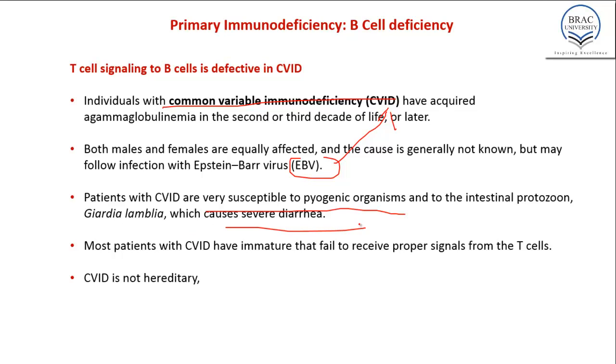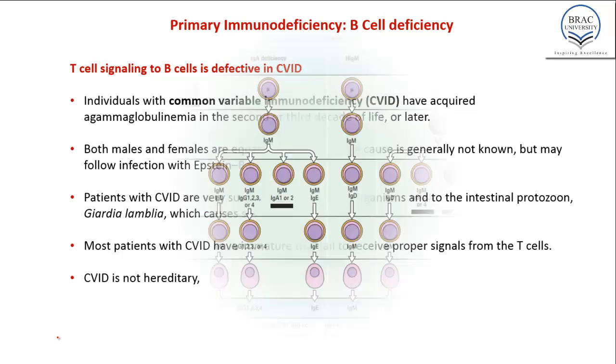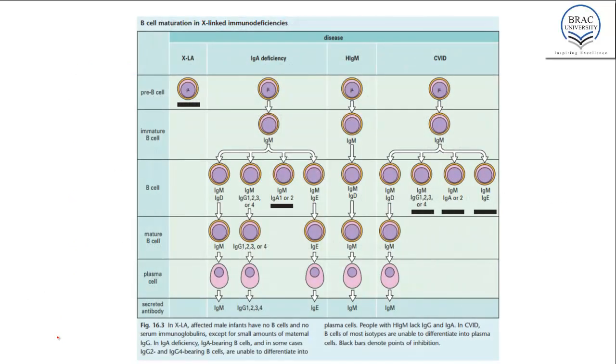Most patients with CVID have immature B cells that fail to receive proper signaling from the T cells. Most patients, about 80% with CVID, have B cells that do not function properly and are immature. The B cells are not defective. Instead, they fail to receive proper signaling from the T cells. The T cell defects have not been well defined in CVID.